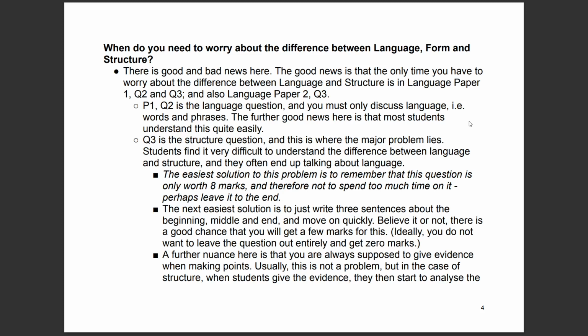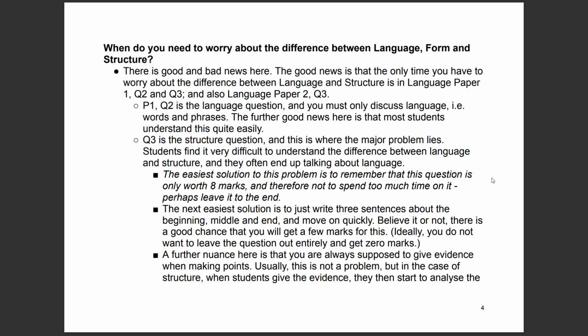The further good news is that most students do understand this quite easily, so this question is not the problem really. Question 3 is the structure question, and this is where the major problem lies. Students find it very difficult to understand the difference between language and structure, and they often end up talking about language in the structure question. The easiest solution is to remember that this question is only worth 8 marks, and therefore please don't spend too much time on it.